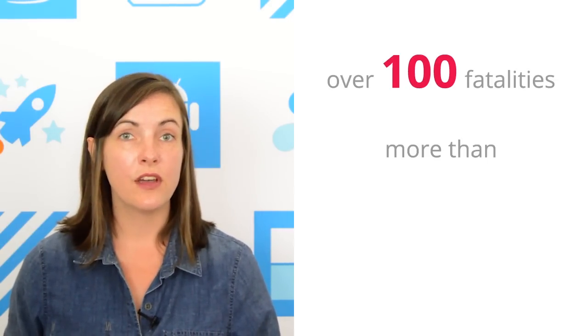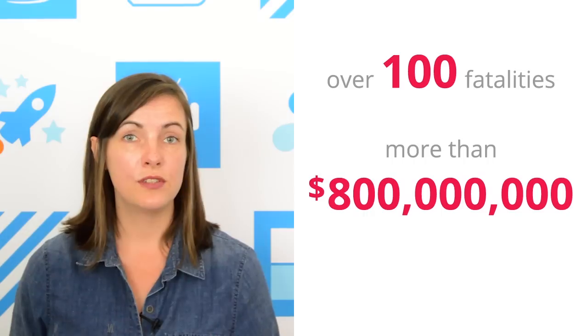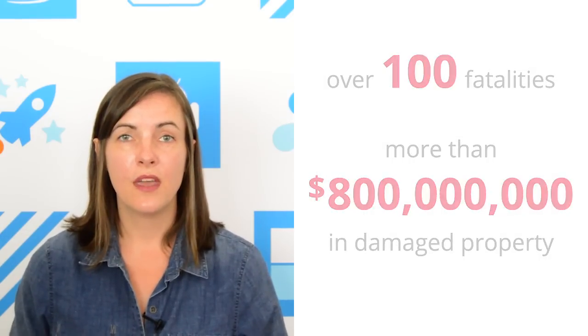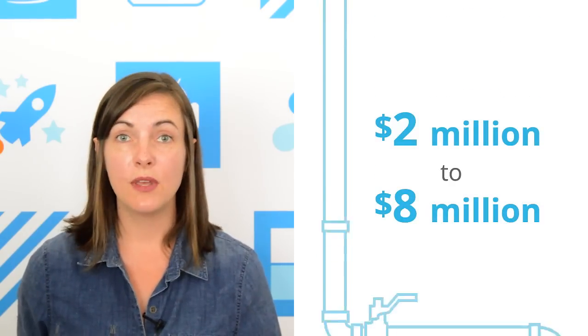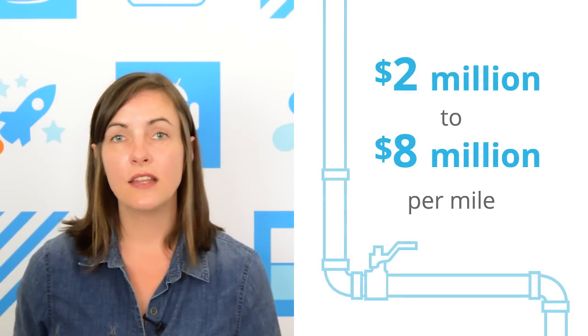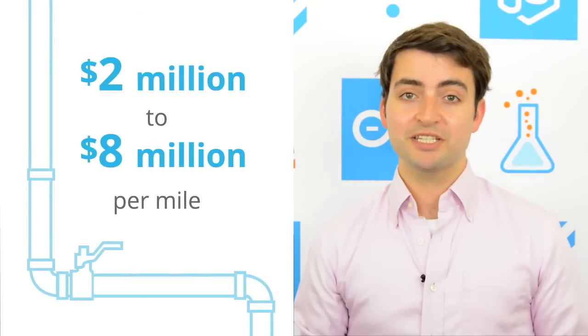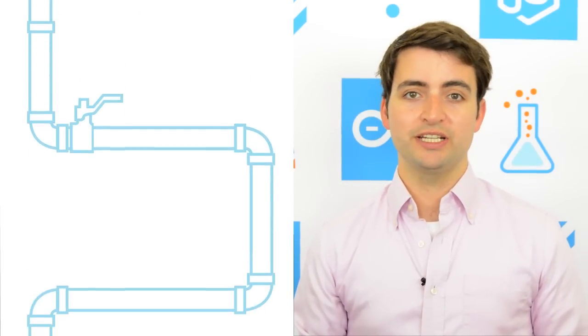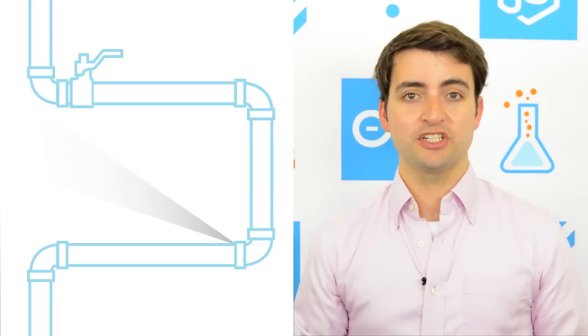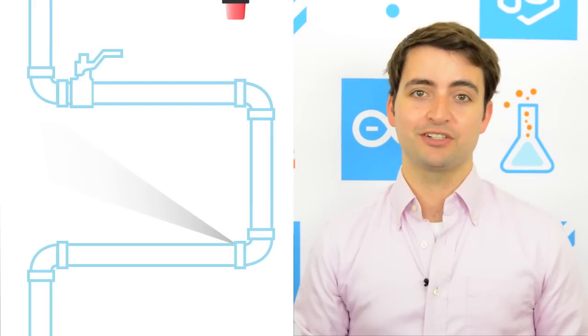Gas leak explosions accounted for over 100 fatalities and over $800 million in property damage from 2002 to 2012. The average New York City gas line is over 56 years old. At a replacement cost of $2 to $8 million per mile, it's unlikely that most of these will be replaced anytime soon. However, systems in place to monitor potential leaks can provide early warnings of danger and prevent major disasters.